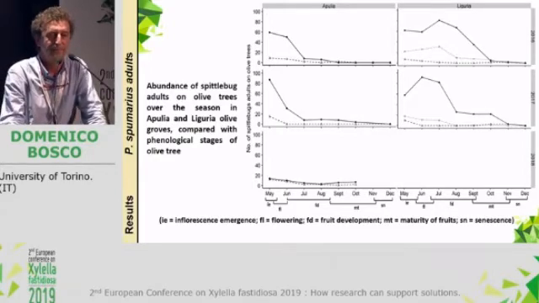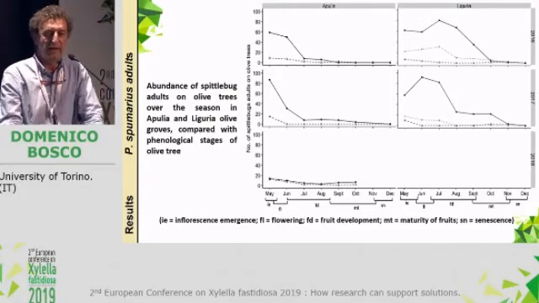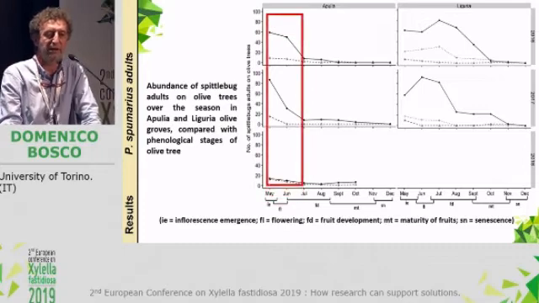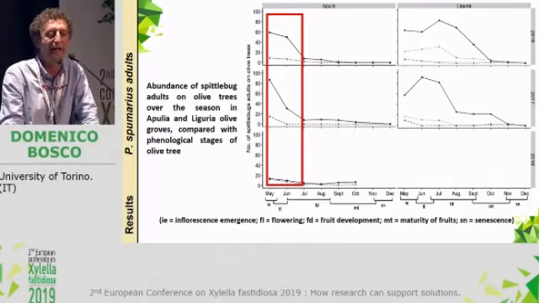I would like to point out an interesting feature about the abundance of spittlebug adults on olive trees over the season, which is different between the Apulia and Liguria regions in relation to the phenological stage of olive trees. In Apulia, we observe a good number of adults collected on the canopies of olive only for a restricted window of time, from May, as soon as they emerge as adults, until early July, in correspondence with flowering and the very beginning of fruit development of olive trees.